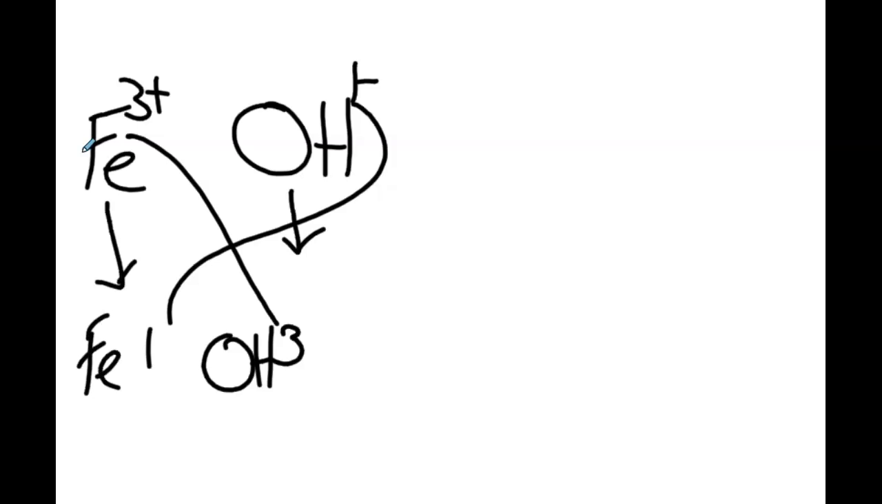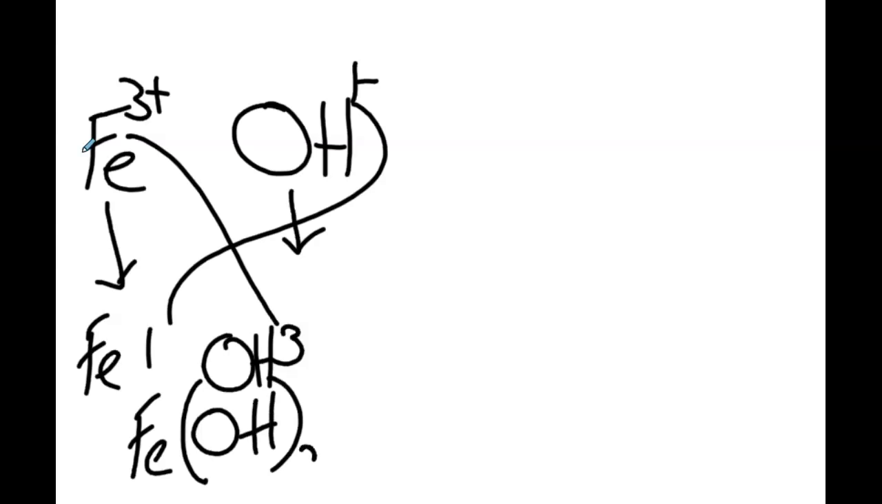And in the box, I'm going to write Fe, just one of them, so just the symbol. But OH, I need to show that it's 3 groups representing 3 oxygens and 3 hydrogens, not 1 oxygen with 3 hydrogens. So I do the parentheses, OH, then the 3. Okay, that's the distributive property that you use in math class.